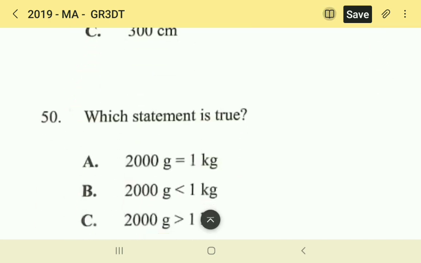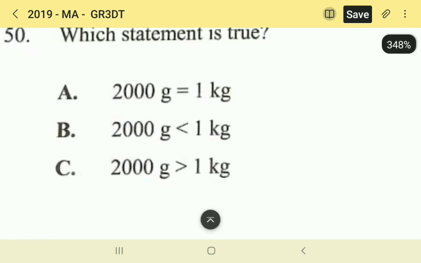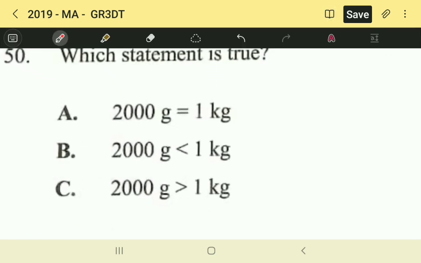Good job. Number 50. Which statement is true? So we have grams and we have kilograms we're working with. How many grams make a kilogram? Kilo is 1,000. So how many grams make a kilogram? This one is for the boys. Let me see what you do with it, boys.